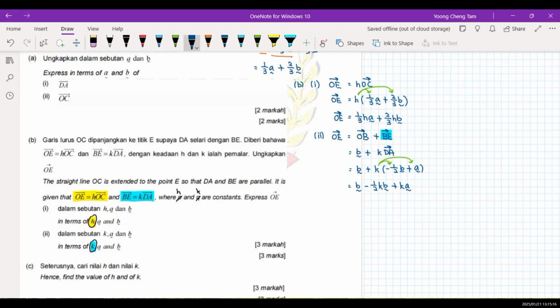Usually I encourage my students to take out the coefficient for the same vector. For vector B, you have B and minus 1 over 2 KB. Remember, for a vector, if we didn't have a number in front of it, we have the number 1 there. That is the value you need to consider. So if you take out the coefficient, it will be 1 minus 1 over 2 K for vector B, and then plus K A.